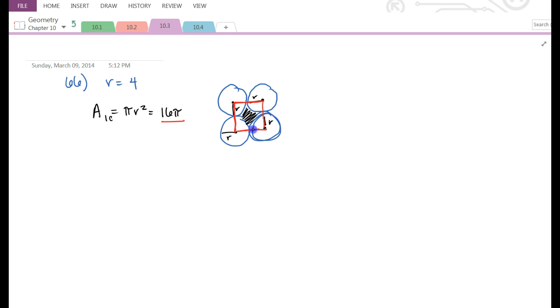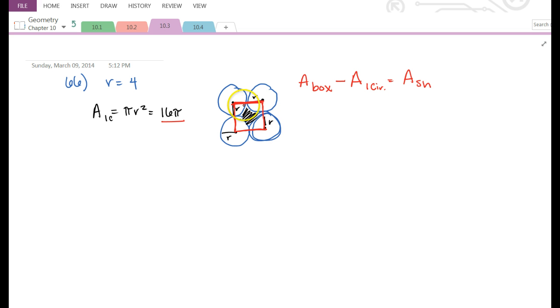So I can find the area of the box, subtract the area of one circle, and that'll give me the area of my shaded region. This box minus the circle pieces will give me the shaded area.